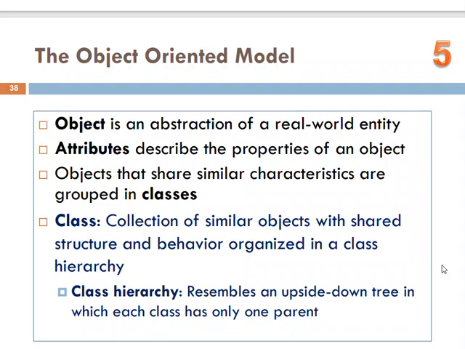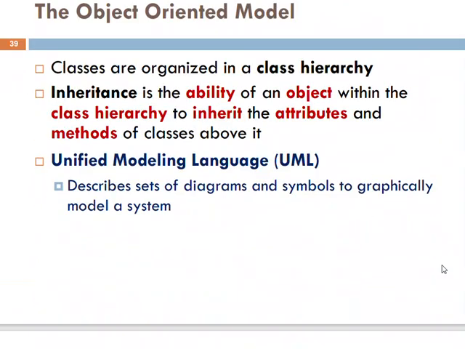Objects that share similar characteristics are grouped in classes. Okay. So class, what is class? Collection of similar objects with shared structure and behavior organized in a class hierarchy. Class hierarchy resembles an upside down tree in which each class has only one parent. Dia seakan-akan hierarchical model. Okay. Dia ada class hierarchy. Okay, objek yang mempunyai karakteristik yang sama akan ditempatkan di dalam satu kelas. So classes are organized in a class hierarchy.